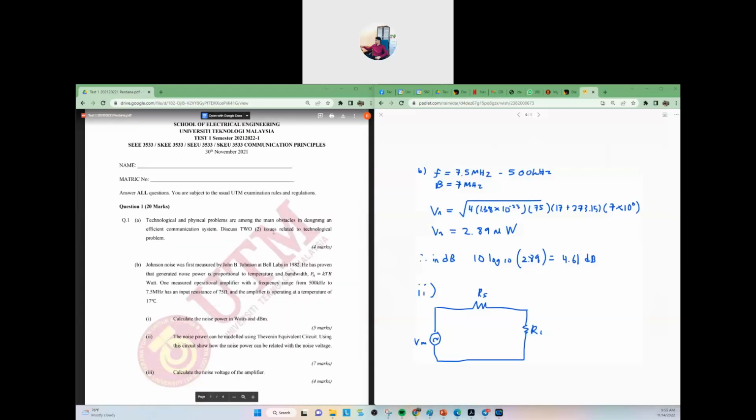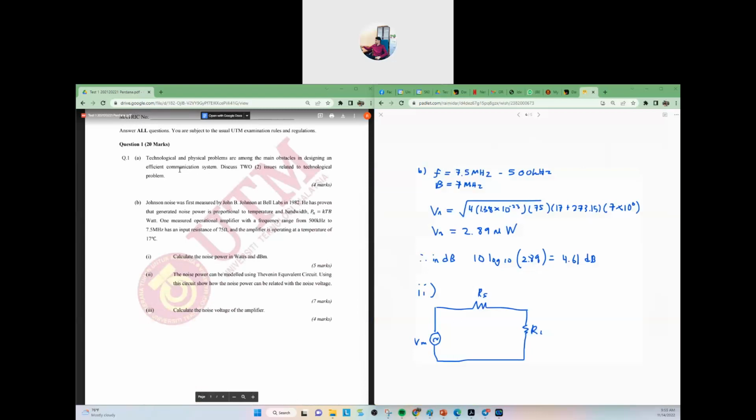Here, question number 1. Number 1A can be anything. That's why when you read the slide, make sure you understand. For example, we might ask what the trade-off of modulation is. One of them is maybe, if we increase bandwidth, what is the benefit, but what is the disadvantage?